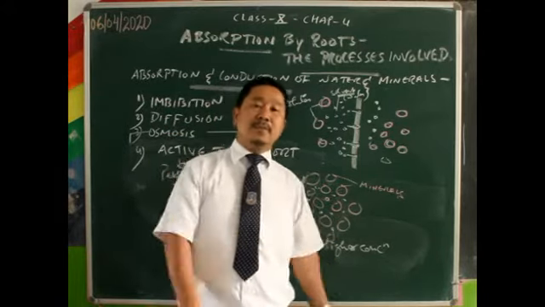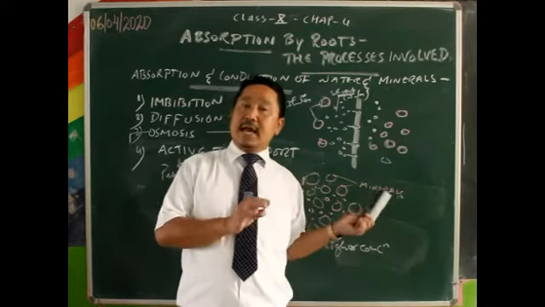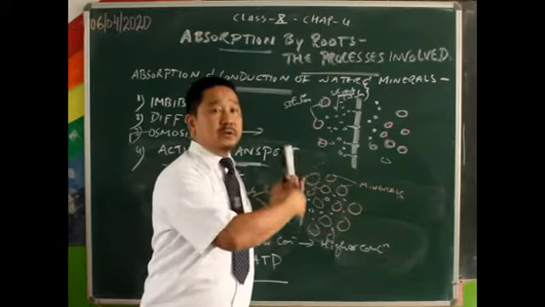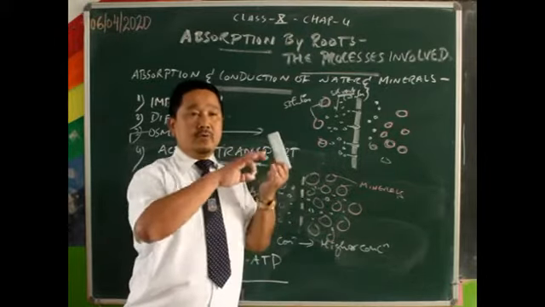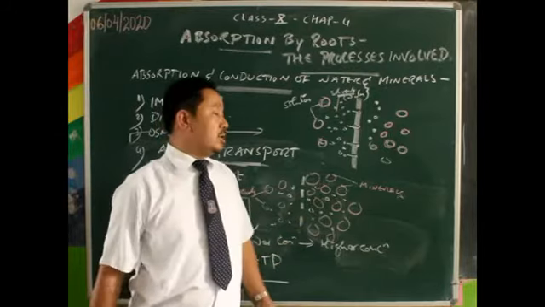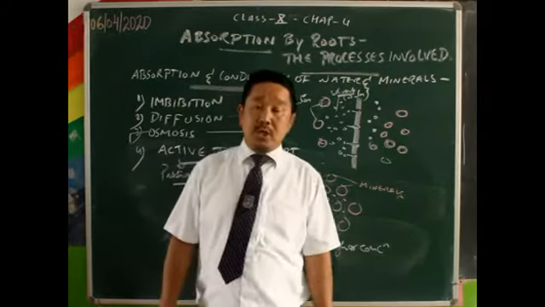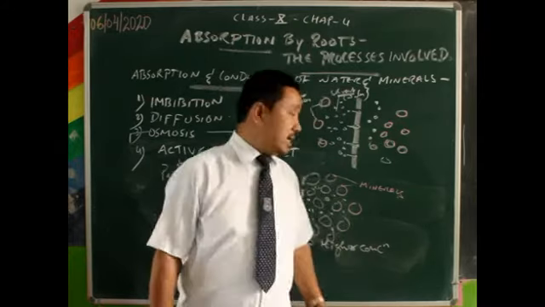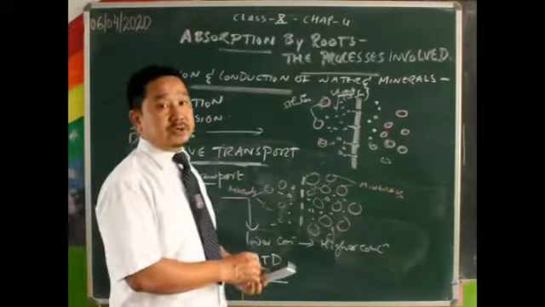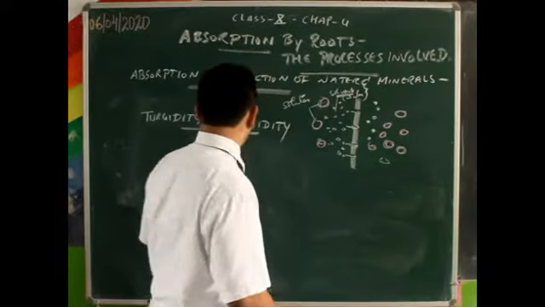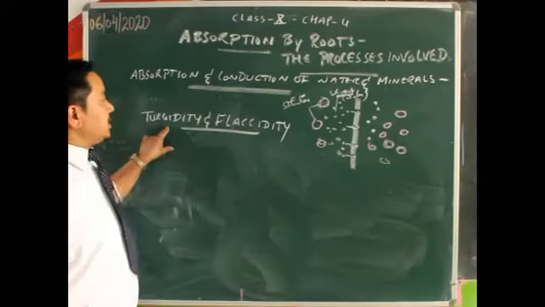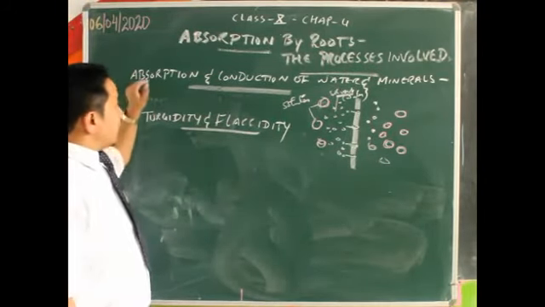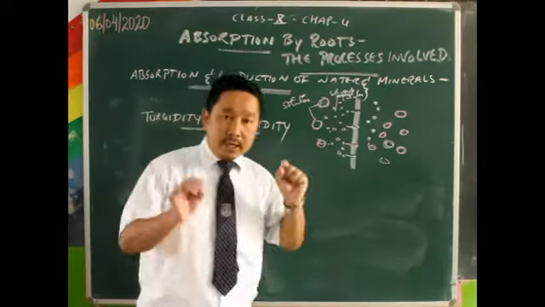It's simply like diffusion, moving the minerals from higher level to lower level, where no energy is needed. That is called passive transport, which is diffusion itself. Okay, so that's all about active transport and passive transport. Alright, we have next turgidity and porosity, for the absorption and conduction of water and minerals.